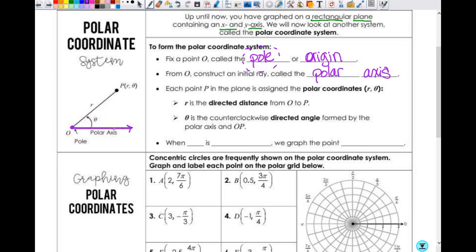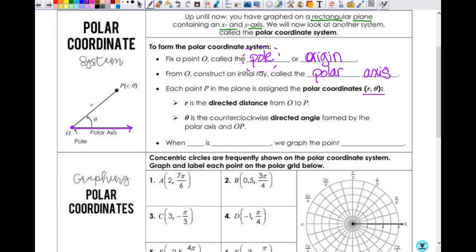That's it, okay? And then each point P, so here's a point P, in the coordinate plane is a polar coordinate r comma theta. So instead of x, y, it's r theta. Remember the length of the radius and the angle I had to rotate. So r is the directed distance from O to P, and theta is the counterclockwise directed angle. Okay, so you're worried about the angle and how far you are from the pole. Those are the two things to get those points.